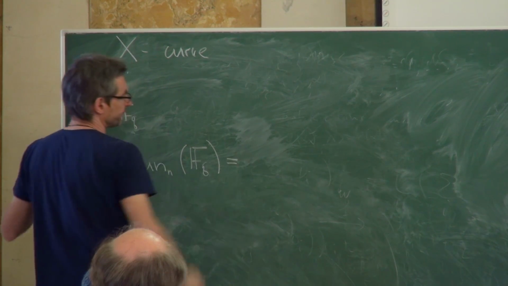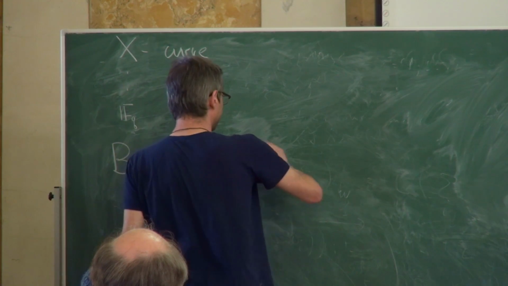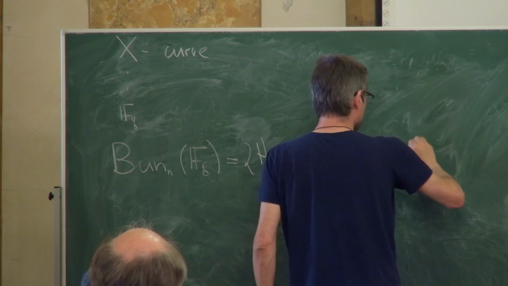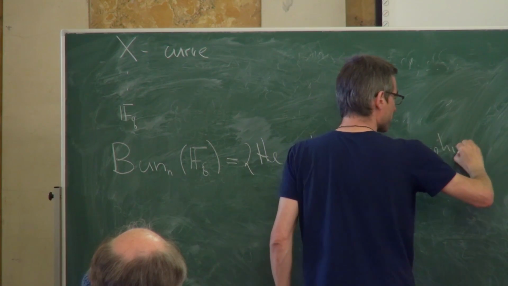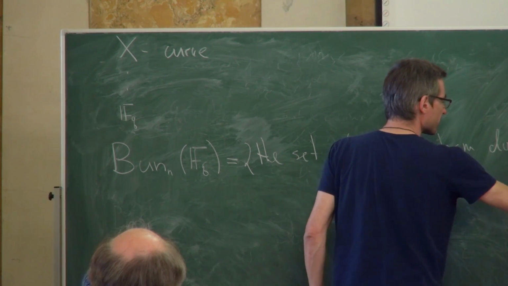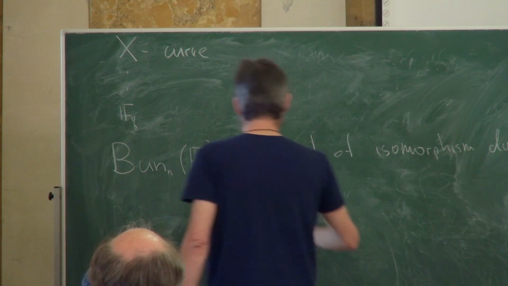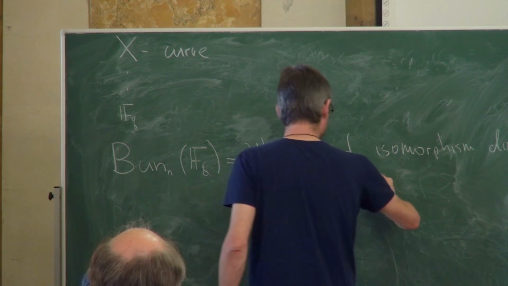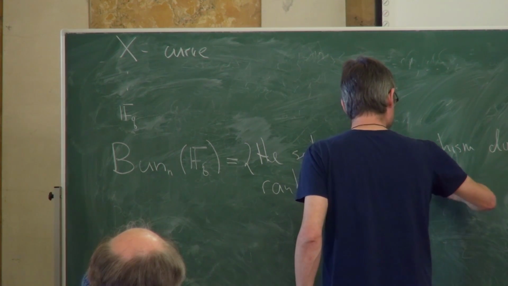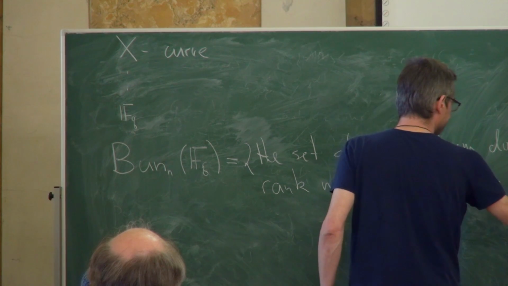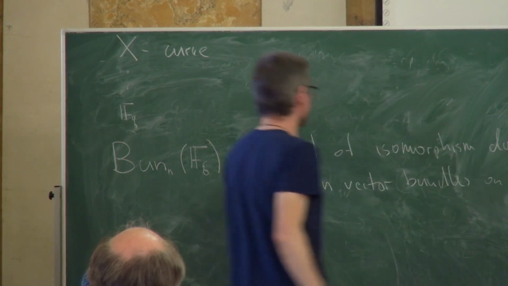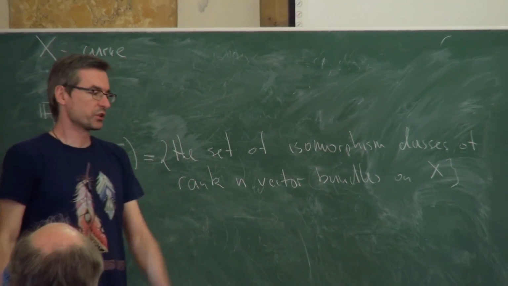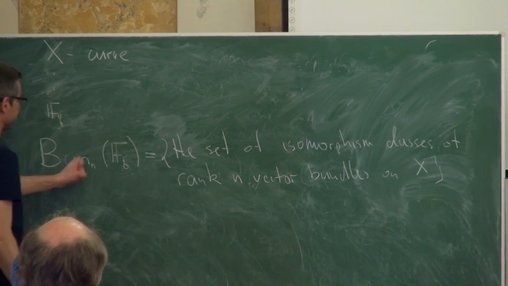So this is the set of isomorphism classes of rank n vector bundles on the curve. And so this is a set, and we'll be interested in a certain linear algebraic object, which is just a space of functions on the set.